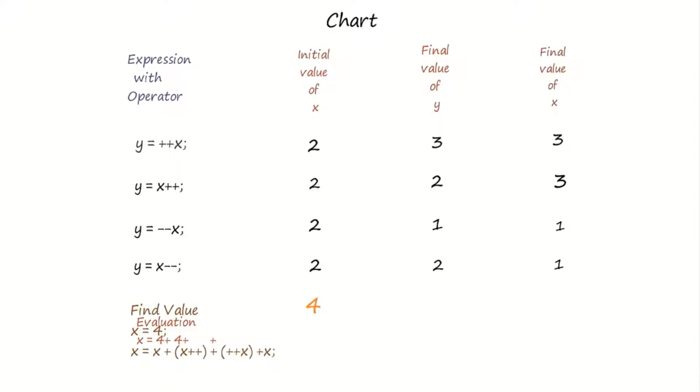So the initial value of x is 4. The assignment will then be 4 plus, due to post increment. See the chart. x will have 4 assigned in it. Later, due to the post plus plus symbol, the value of x will be incremented by 1, that is 4 plus 1, 5. However, 5 is the intermediate value.